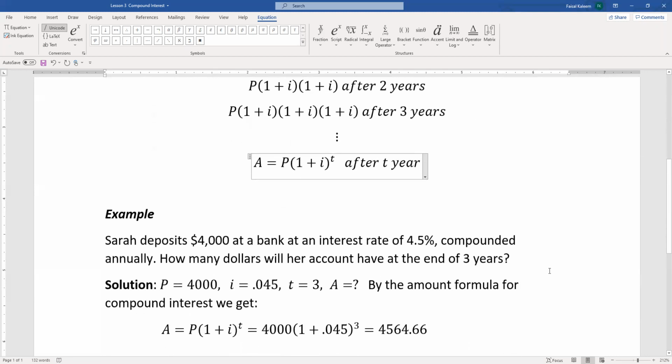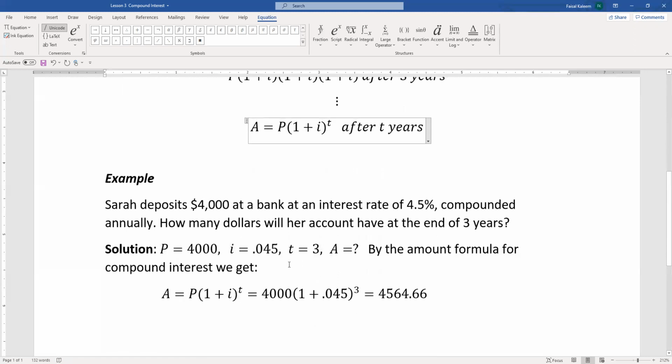So let's look at this example. Sarah deposits $4,000 at a bank at an interest rate of 4.5% compounded annually. How many dollars will her account have after 3 years? Now we just use the formula: A equals P times (1 plus I) to the T. Here P is 4,000, the interest rate is 4.5%, so 0.045, and T is 3.